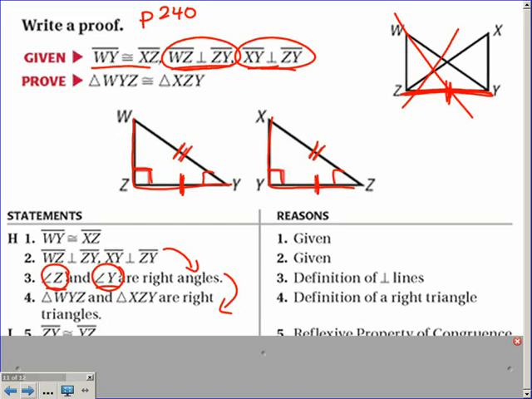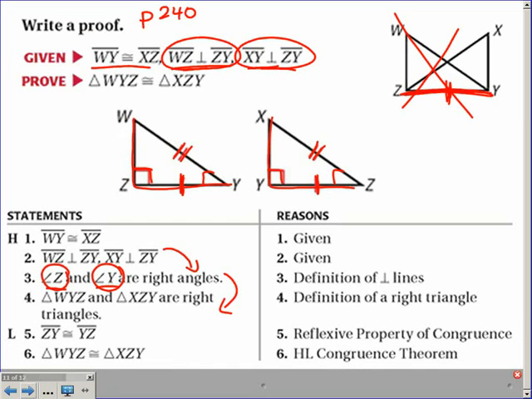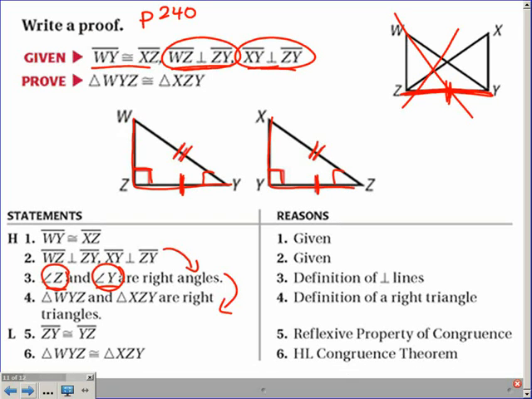From there, since they're right triangles, that's another important piece. The next thing we have to do is the reflexive property of congruence. That gives us a hypotenuse, our right triangles, and a leg. So the two triangles are congruent by hypotenuse leg.